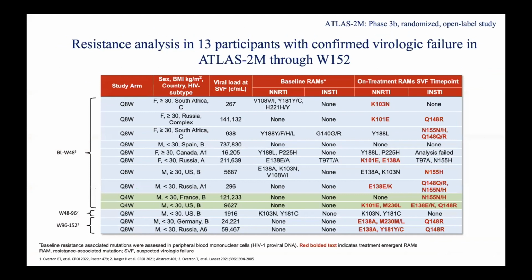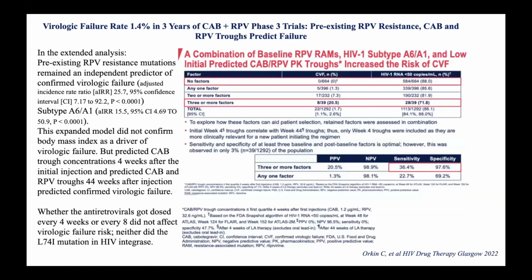So here it has also been presented at CROI the few resistance cases of the participants that had confirmed virological failure in the ATLAS studies. And you see that in some cases, in red, you have the emergence of resistance that was not there previously. And you see that sometimes there is also the N155H, and this is the reason why there is this mutation also for cabotegravir. So there are the classical integrase resistance mutations and the classical rilpivirine mutations that we know.